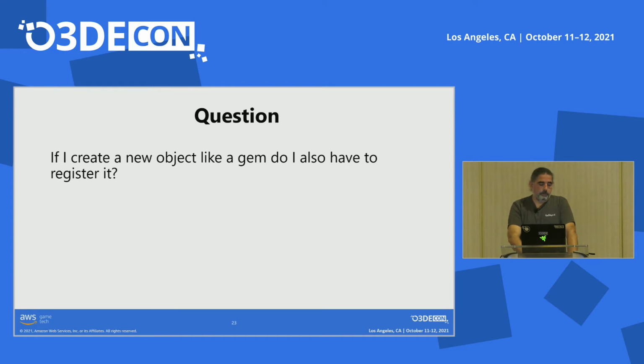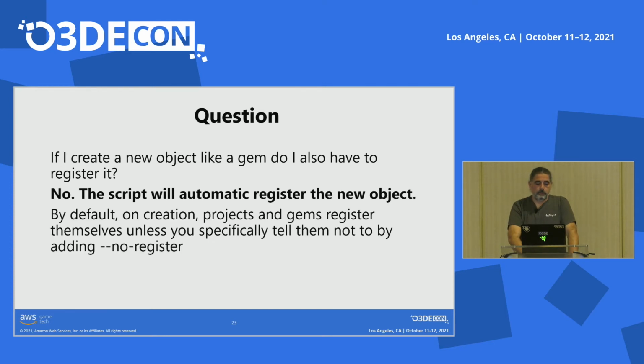So the first question I usually get asked is, if I create one of these objects, do I have to register it? The answer is yes and no. The full answer, if you use the scripts, is no, because the scripts do that automation for you and they'll automatically register it. By default, it will always register on creation unless you actually tell it not to. There are some cases for this, and most likely in testing and stuff like that.